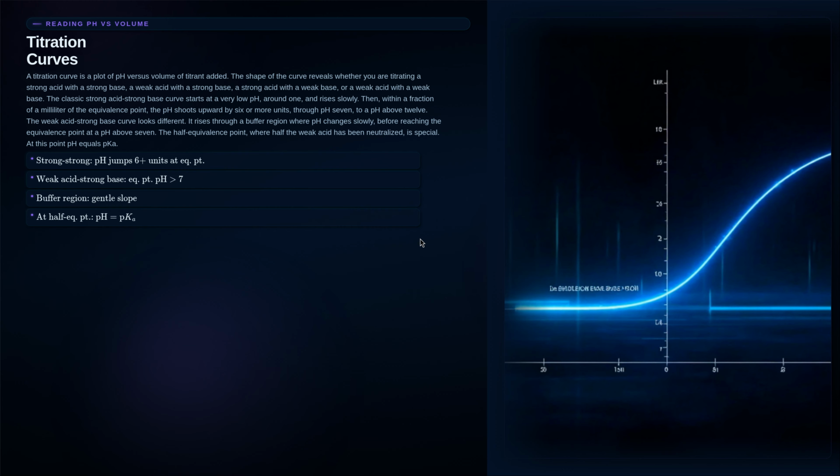The weak acid-strong base curve looks different. It rises through a buffer region where pH changes slowly. The half equivalence point is special. At this point, pH equals pKa.